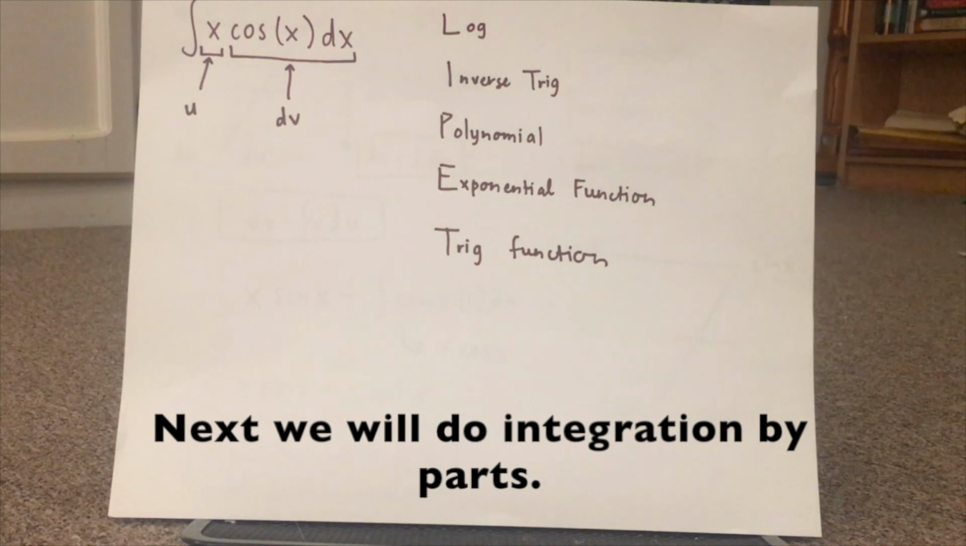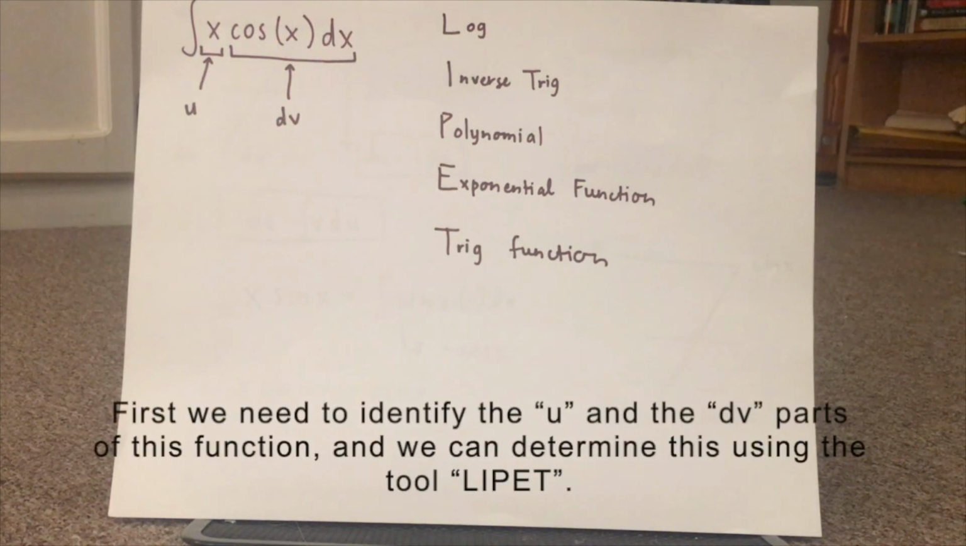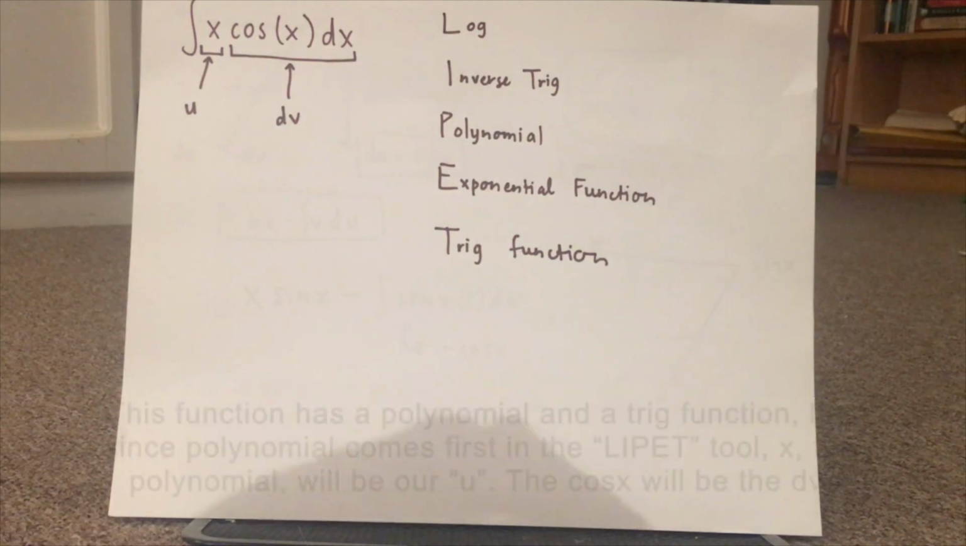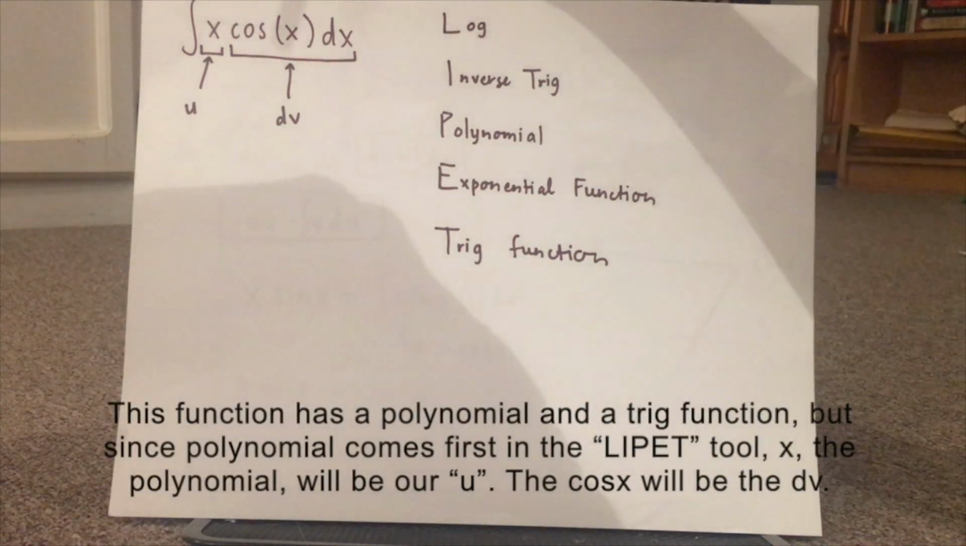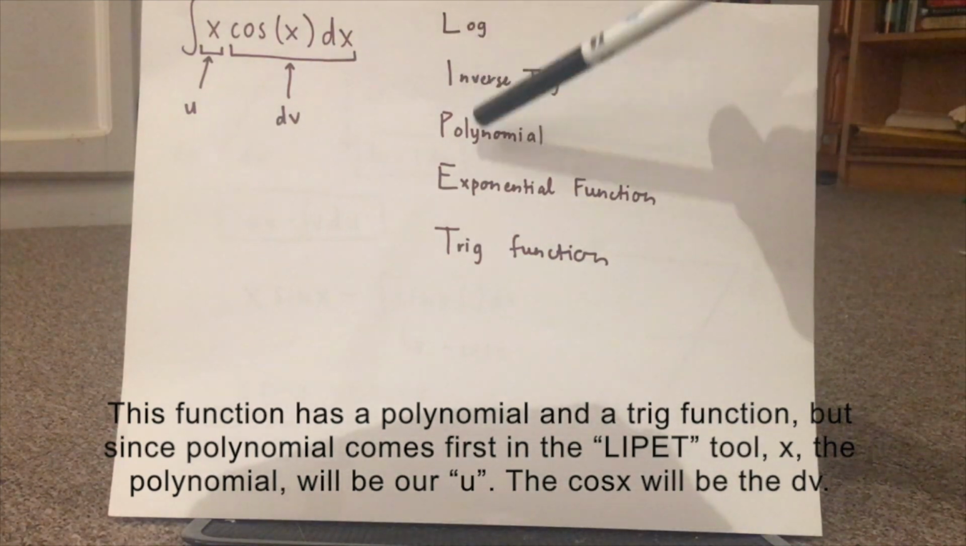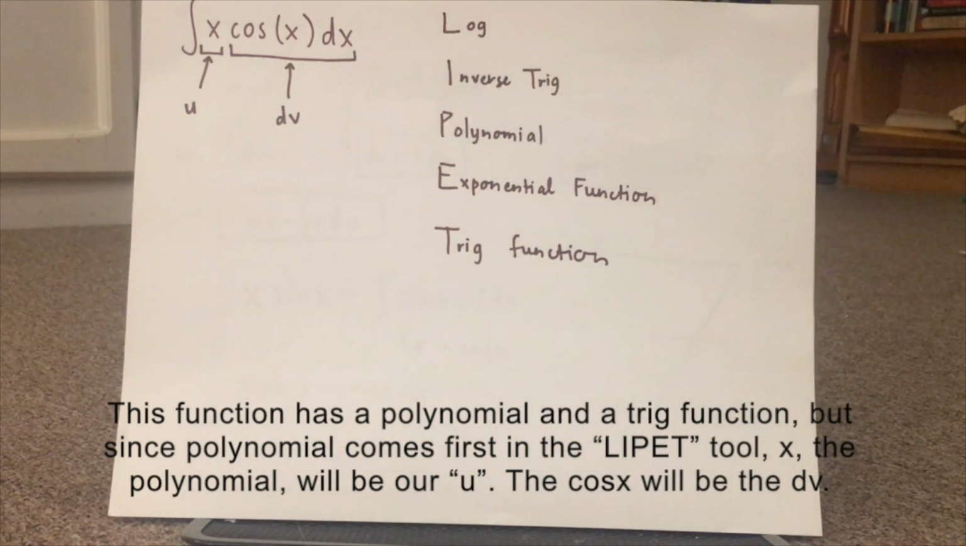Next, we will do integration by parts. First, we need to identify the u and the dv parts of this function, and we can determine this using the tool LIPET. LIPET stands for log, inverse trig, polynomial, exponential functions, and trig functions. It determines which function will be the u. This particular function has a polynomial and a trig function, but because polynomial comes first in LIPET, x, the polynomial, will be our u. The cosine x will be the dv.